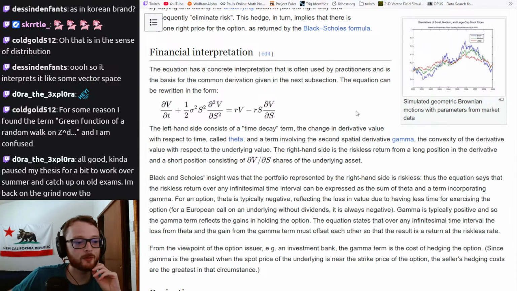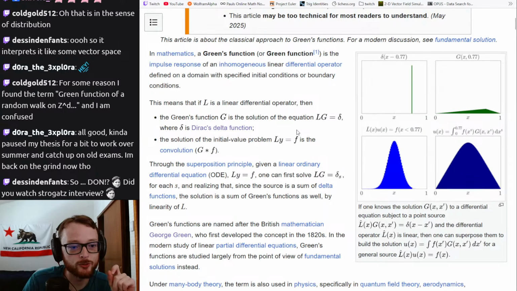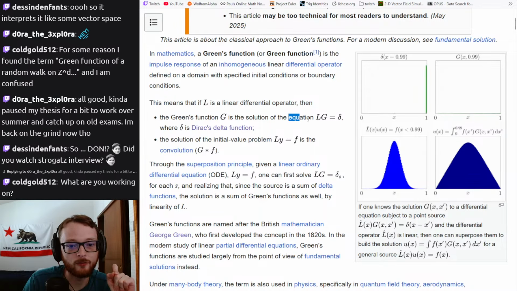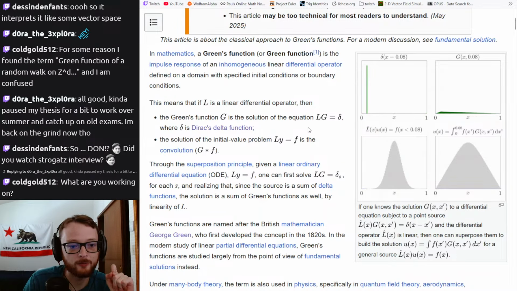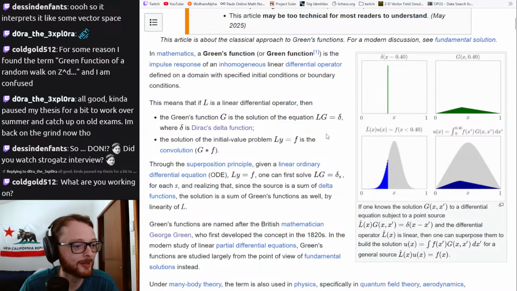But I guess the simple answer to what is a Green's function is that it solves an inhomogeneous differential equation if it's equal to the Dirac delta function. I think that's the quick answer.